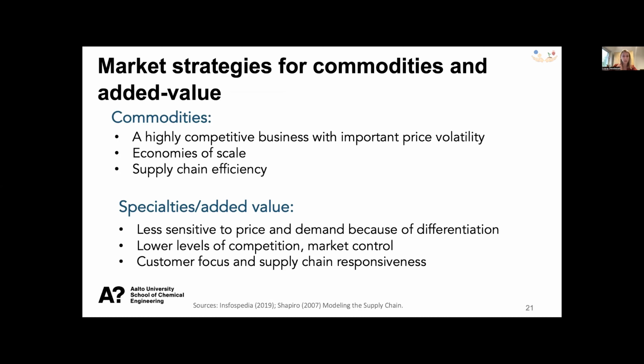It's about differentiation, it's about being competitive, it's about controlling the specific market for that very niche type of product, and it's about responsiveness, about being able to respond to the need of your client, which can be make to order types of products. This is the summary of this first part. We have reached the 30 minutes that I have planned for this part.